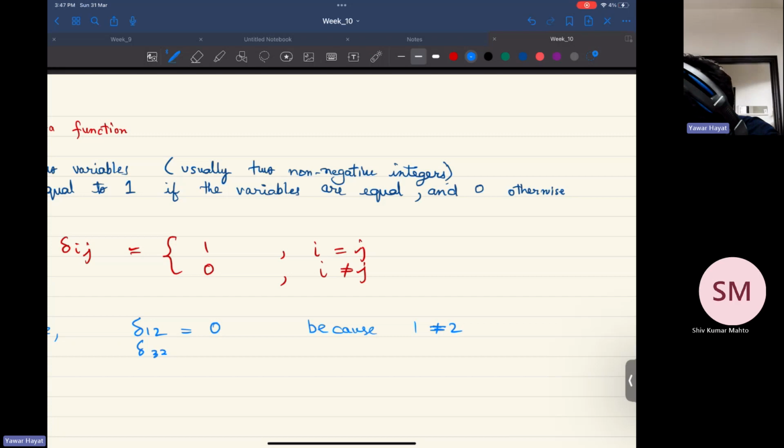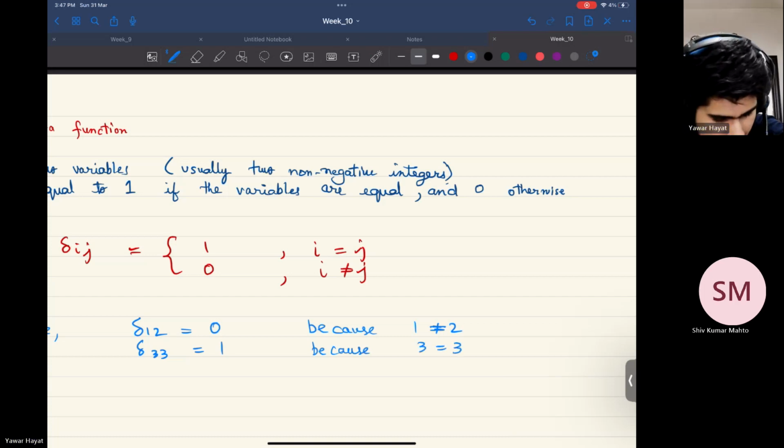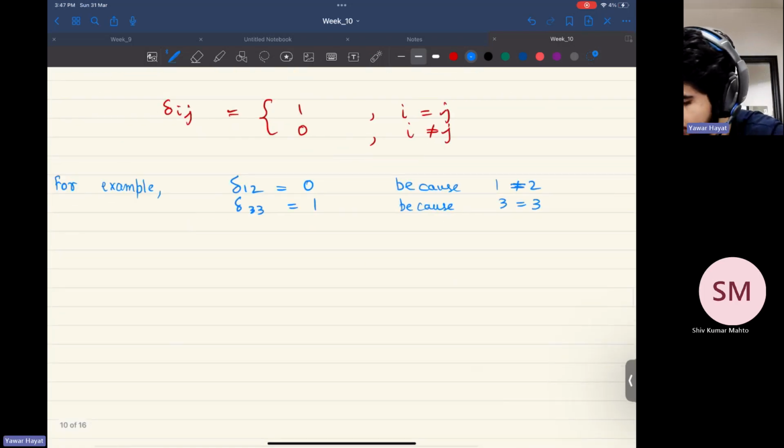Likewise, what about del 3, 3? In del 3, 3, we have i and j equal to 3. They both are equal to 3, so they are equal. So this should be 1, because 3 is equal to 3.